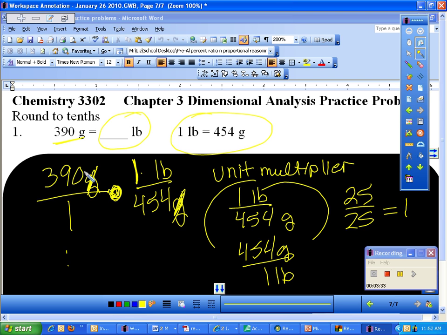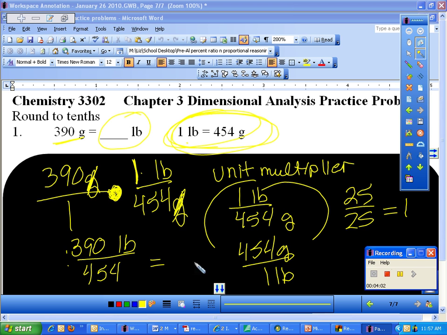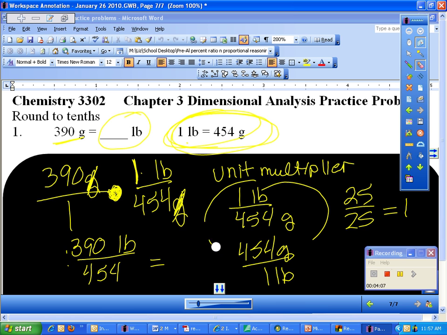So all that's going to leave us with is 390 times 1, which of course is just 390 pounds. In the bottom, 1 times 454 is just 454. So now we're going to divide 390 by 454. What do you get? Okay, so Morgan, what's 390 divided by 454? 0.9, if we're just rounding to the nearest tenth. So it's going to be 0.9 pounds. If you convert 390 grams to pounds, it's going to end up being 0.9 pounds for your final answer.